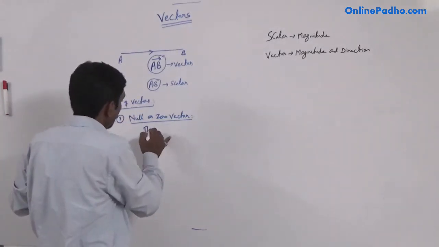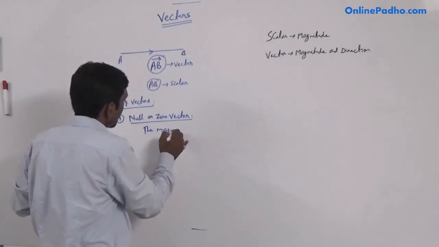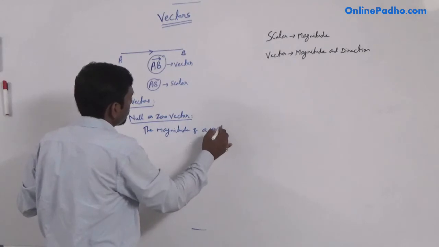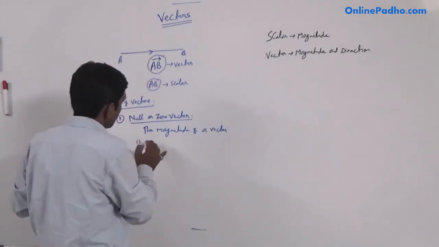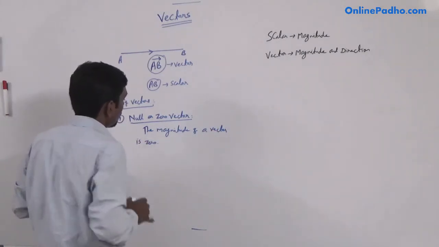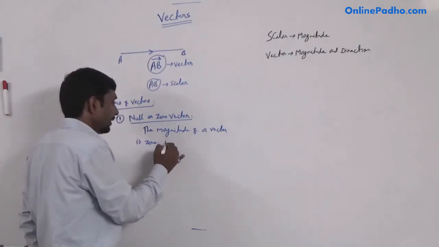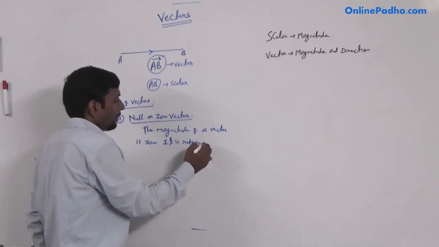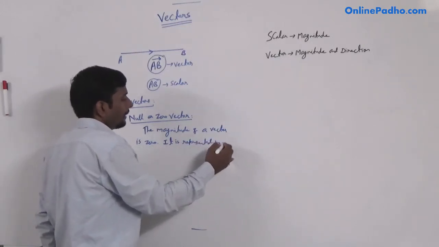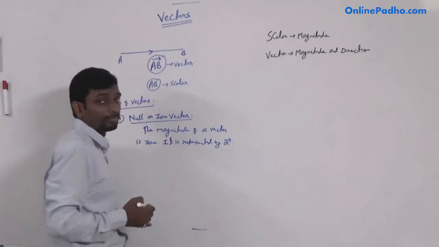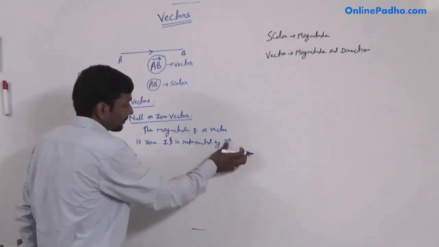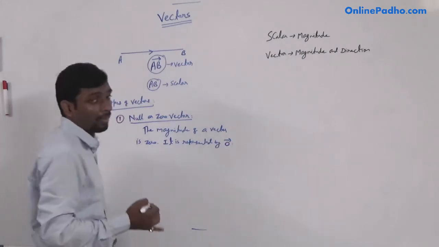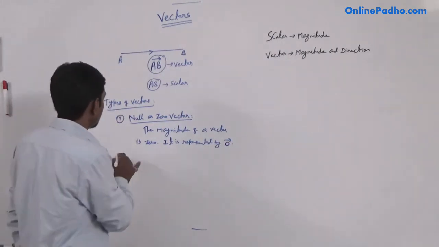A vector whose magnitude is 0 is called a zero vector, and it is represented by the zero vector symbol. This is the zero vector.